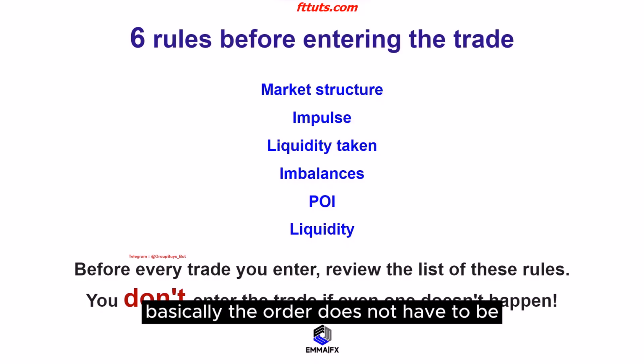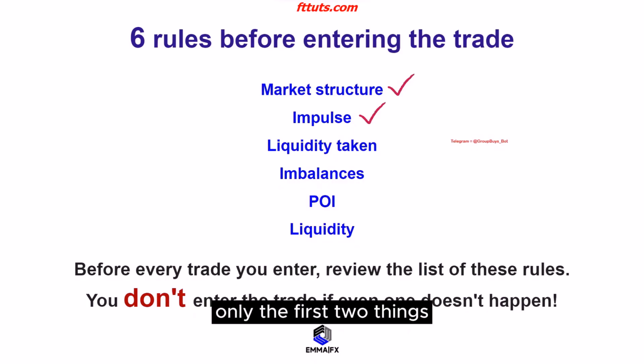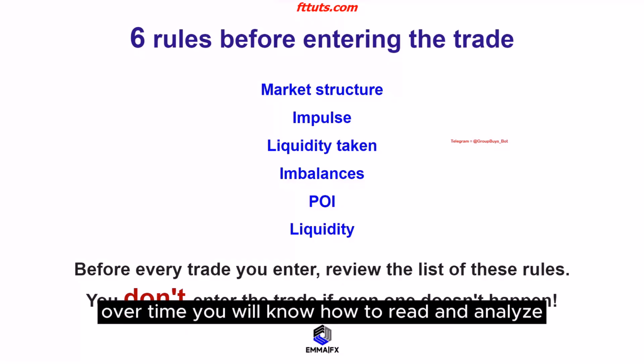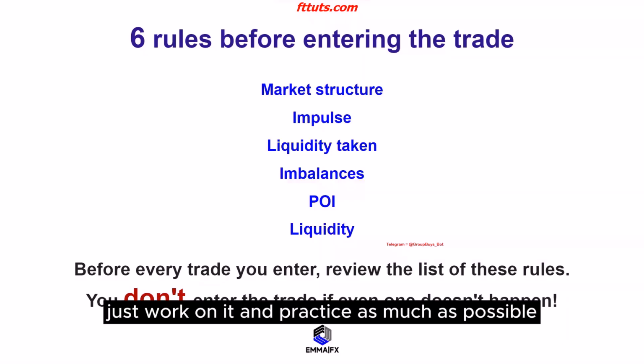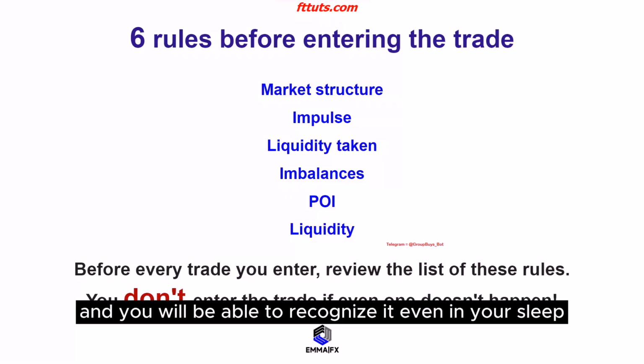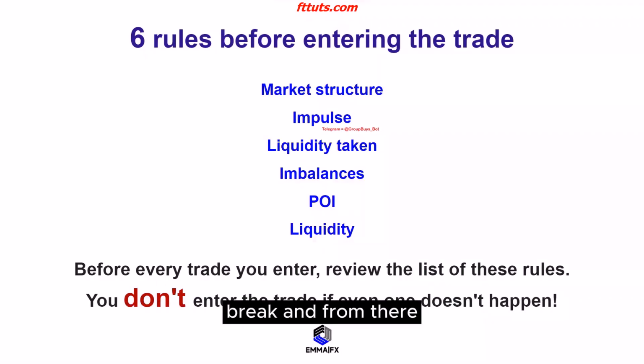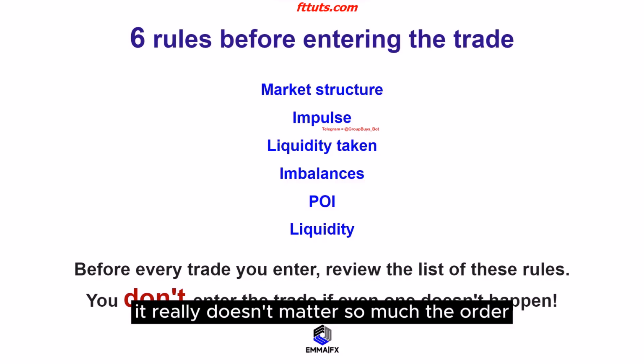Basically, the order does not have to be according to what is written here. Only the first two things. It is to identify the trend first. Reading the graph is the most important thing because it's the basis of everything. Over time, you will know how to read and analyze the graph properly. Just work on it and practice as much as possible, and you will be able to recognize it even in your sleep. The second thing is to identify the strong impulse break, and from there it really doesn't matter so much the order, but start by working according to the list I wrote down for you here.